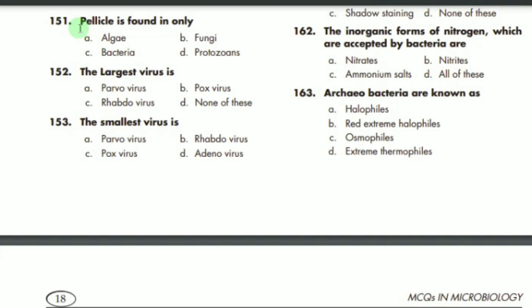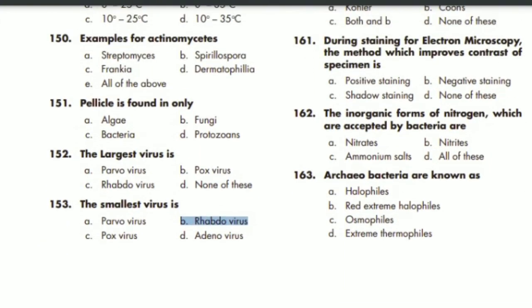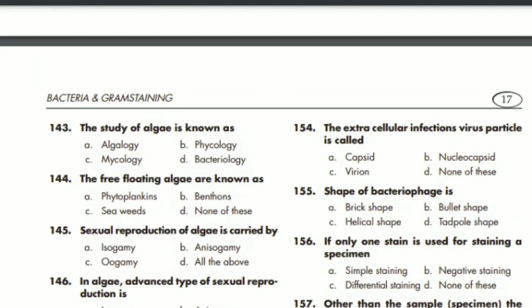MCQ 151 says that the pellicle is found only in protozoa. D is the correct option. The largest virus is pox virus. B is the correct option. The smallest virus is rubella virus. B is the correct option. 153. The extracellular infectious virus particle is called virions. C is the correct option. The shape of the bacteriophage is a tadpole-like shape. D is the correct option.